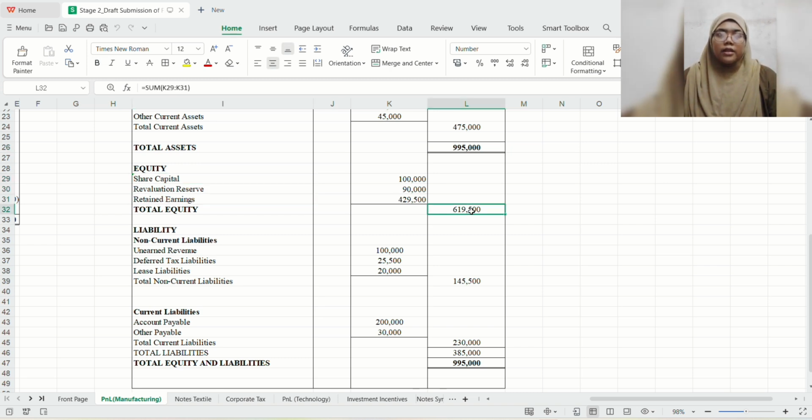Next, for equity, we have share capital, revaluation reserve, and retained earnings. Total equity is 690,500 and the non-current liability is amount 145,500. Current liability is 230,000. So total equity and liability is 995,000, which is the same as total asset.